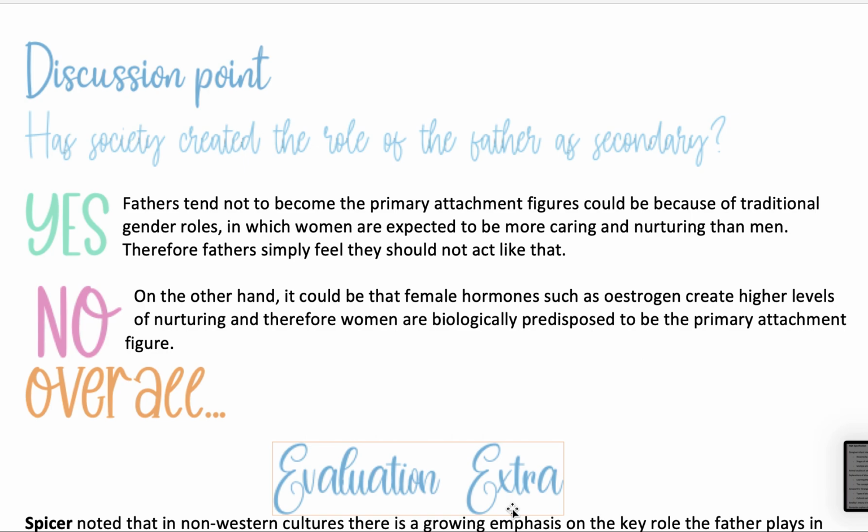So female hormones such as estrogen, and obviously the neurotransmitter oxytocin, is released at higher levels within women, and that's a bonding hormone. So that would mean that they're more likely to form attachments with their children than the father would. And then in your overall, you could say that because research is showing that if fathers are the primary caregivers, they're just as effective, then it suggests that actually it is a social construction rather than there actually being something that significant that's biological.